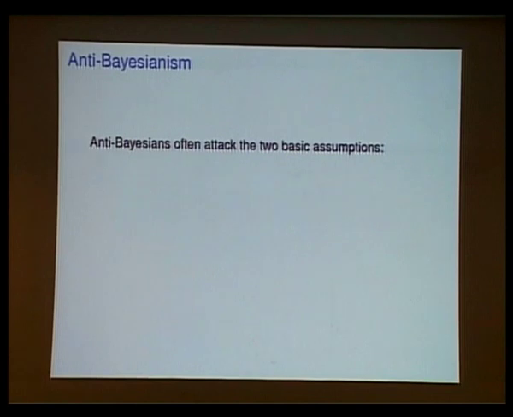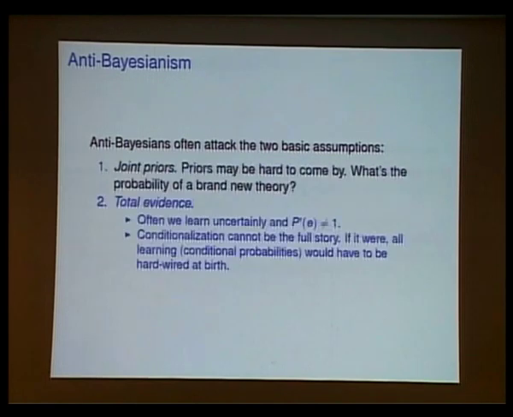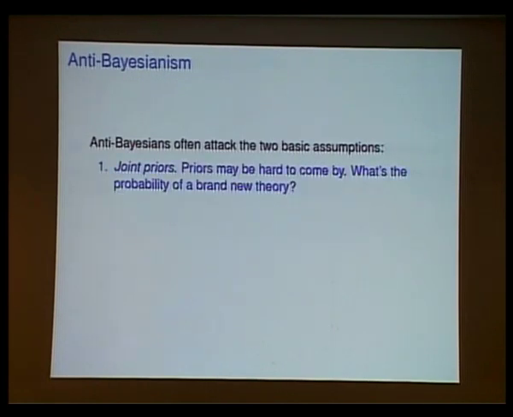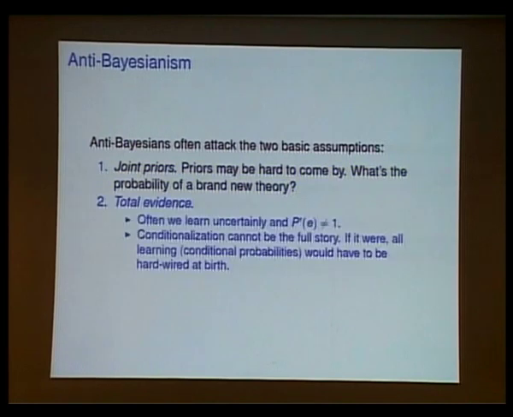So anti-Bayesians often attack the two basic assumptions. Joint priors are hard to come by. They're always complaining about that, in fact. Where do the numbers come from? That's the way it was put to me early in my career. And of course, total evidence as well.